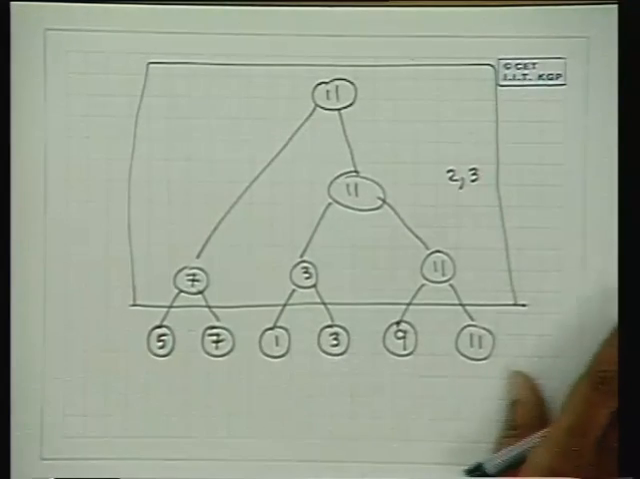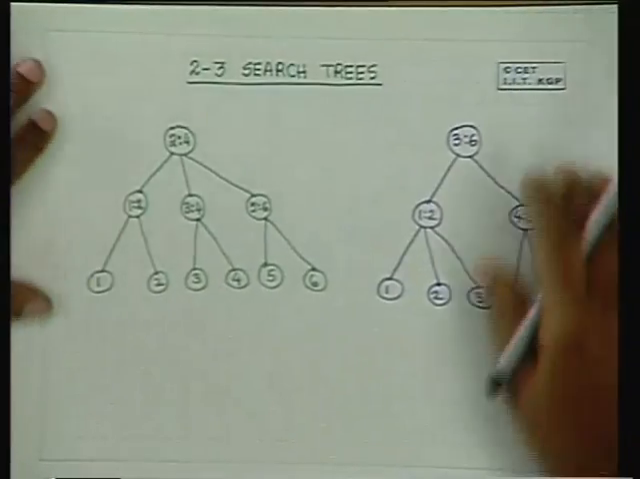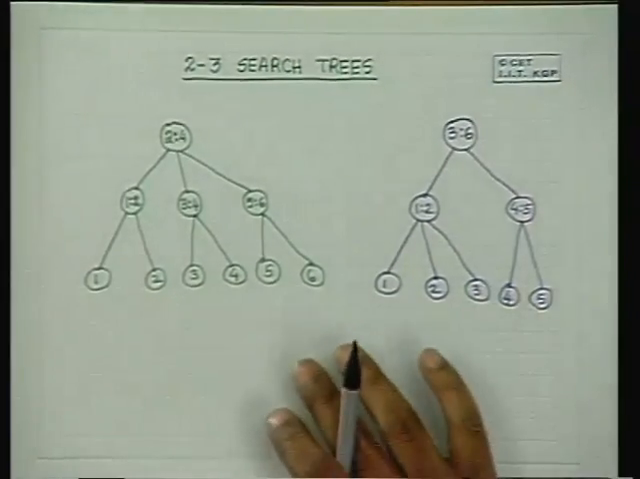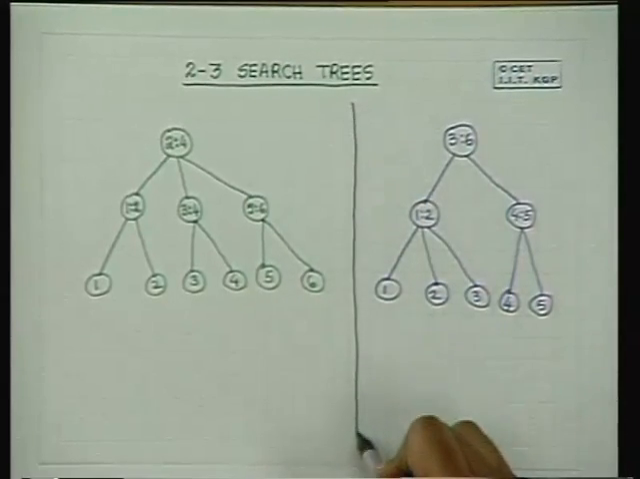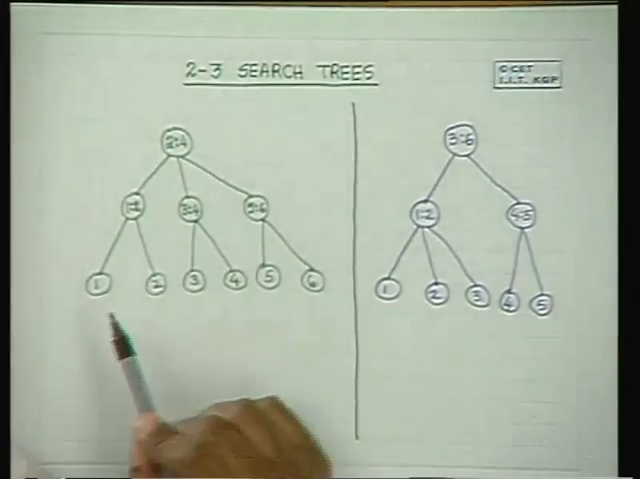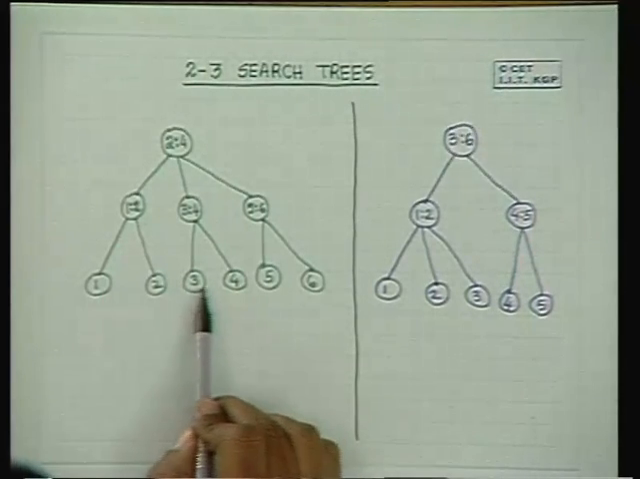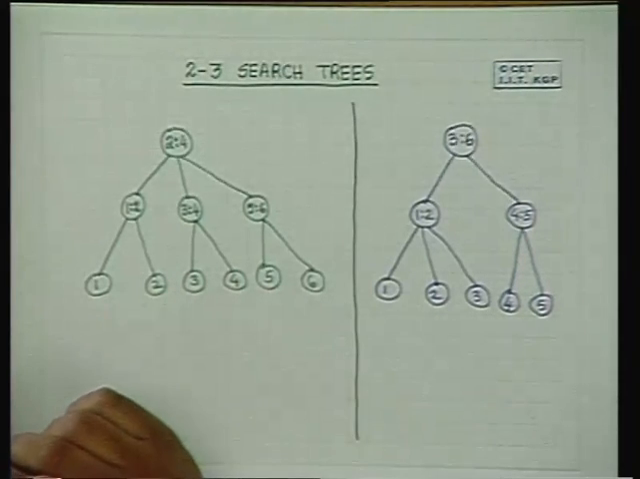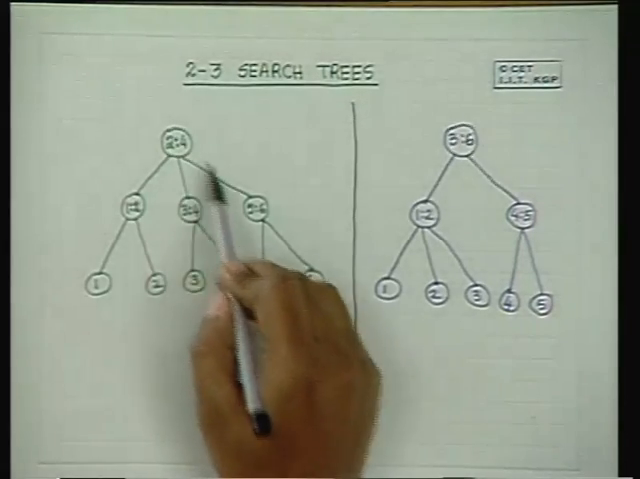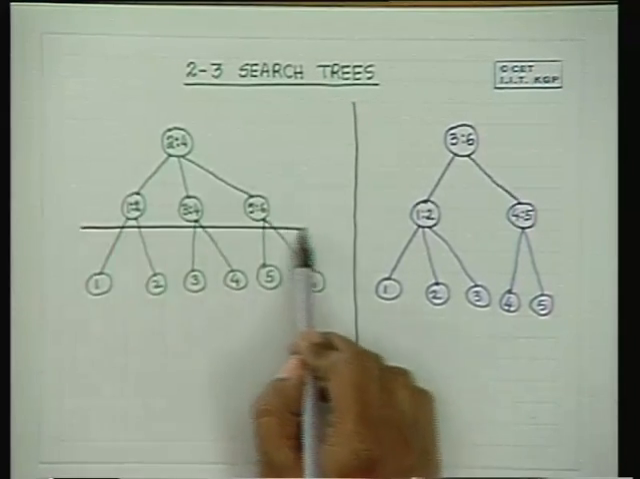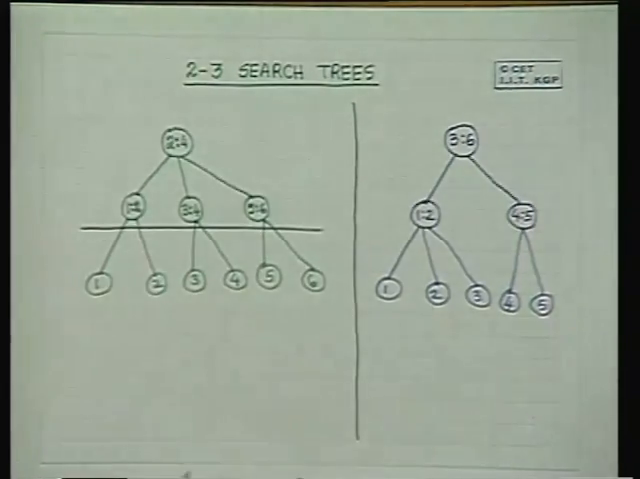And what do these comparison nodes store? So let us have a look at 2 examples. These are 2 2-3 search trees. The values here are 1, 2, 3, 4, 5, 6. And every internal node, these are the internal non-leaf nodes and these are the leaf nodes.